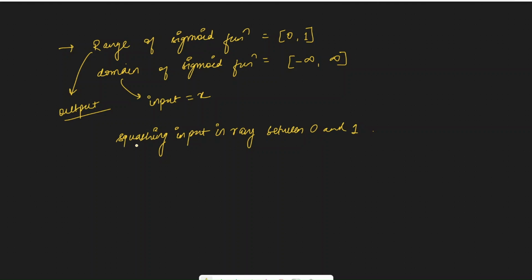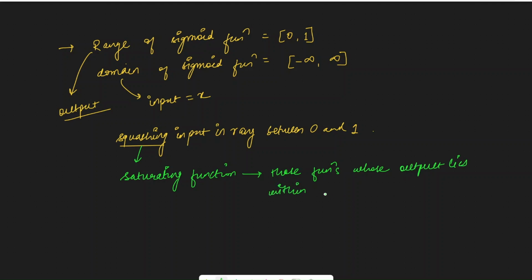Now because it is squashing the input in this range, such functions are also called saturating functions. What are saturating functions? Those functions whose output lies within a certain range are called saturating functions. And you know that sigmoid function is always between 0 and 1. That's why it is a saturating function. A non-saturating function would be one that does not have any defined range. But sigmoid is a saturating function.